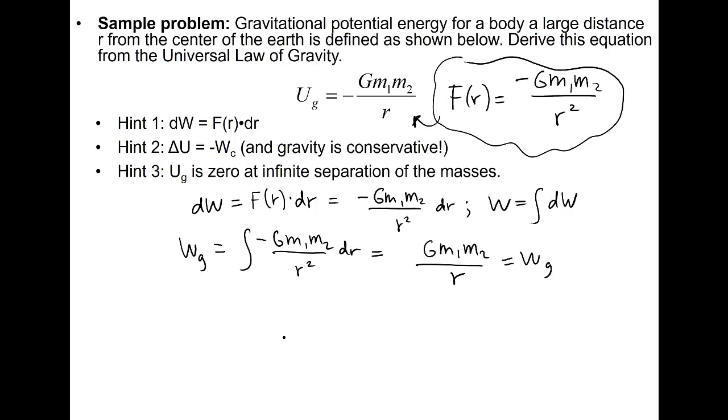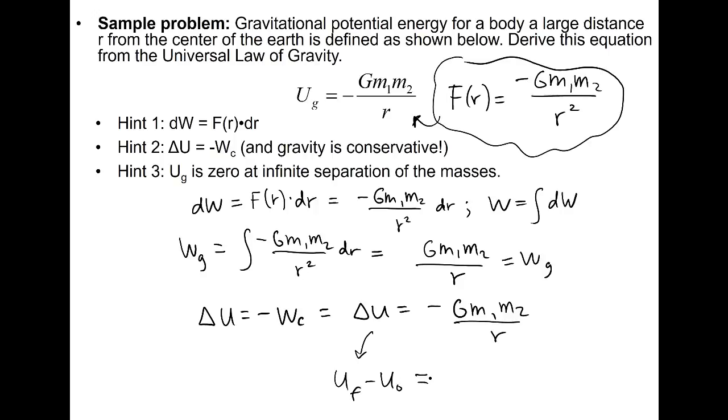And we can say, using our second hint, that delta U is equal to negative work, and that's a C for conservative. Okay, so that means that delta U is equal to negative G m1 m2 over r. And remember that delta U is U final minus U initial. And finally, we can say that because it's 0 when r is infinity, an initial value for this is 0. So this gives our potential energy due to gravity equal to negative GMm over r.